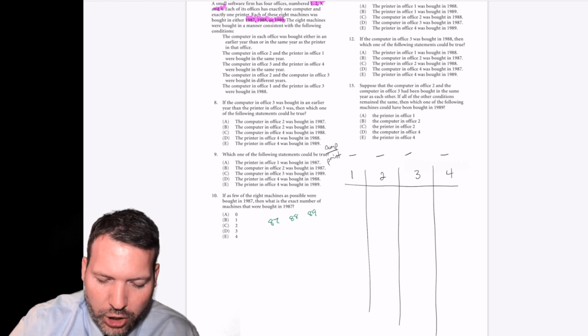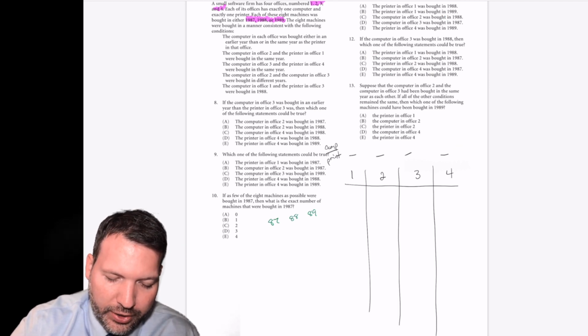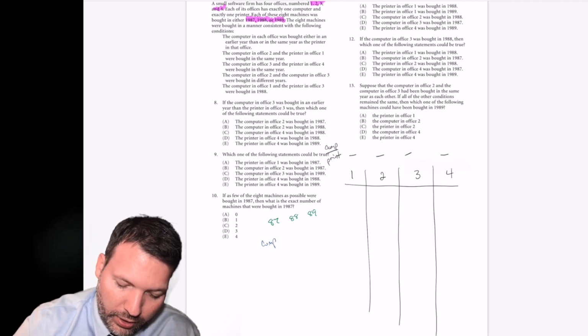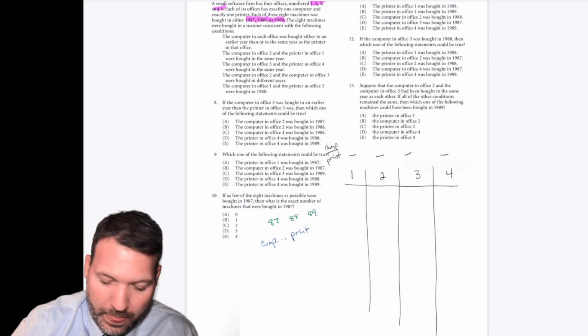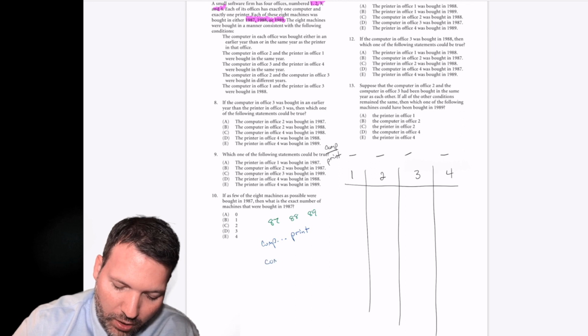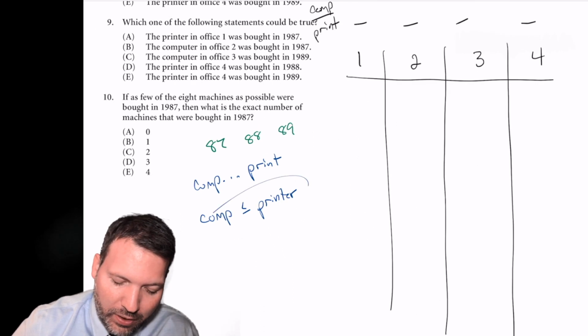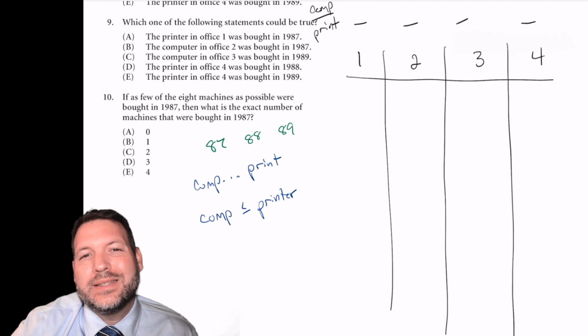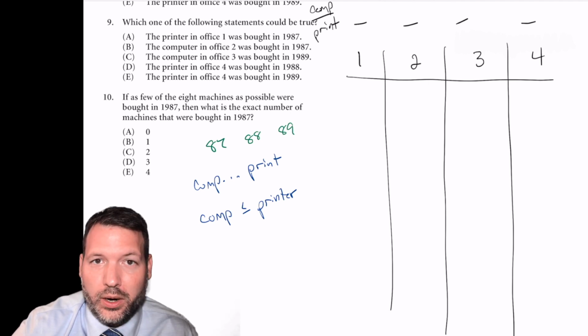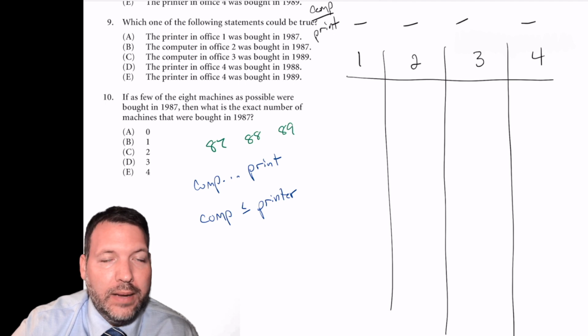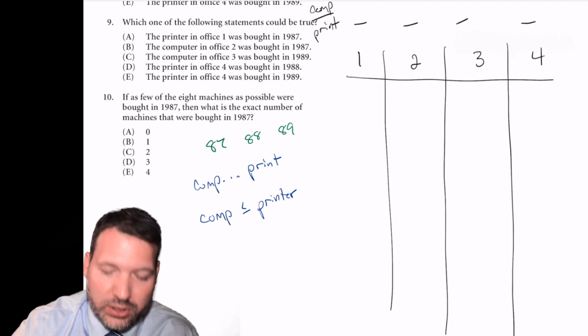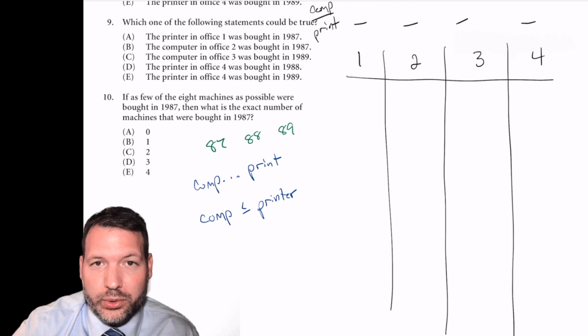The computer in each office was bought either in an earlier year than or in the same year as the printer in that office. So the computer in a given office always comes before or in the same year as the printer. You might think, oh, well, let's set this up mathematically, computer less than or equal to printer. Most of the time, though, if you can symbolize something mathematically, that's not typically the best way to symbolize what's going on. It doesn't always show us precisely what's happening. I think it's okay in this case, but I just tend to avoid using mathematical symbols as I'm trying to symbolize these conditions.